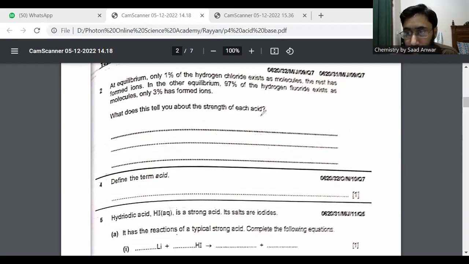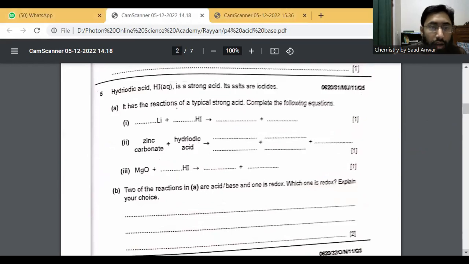Proton donor is called acid. Next is hydriodic acid. What is this term? Hydriodic acid, HI, is a strong acid. Its salts are iodides. It has the reactions of a typical strong acid.